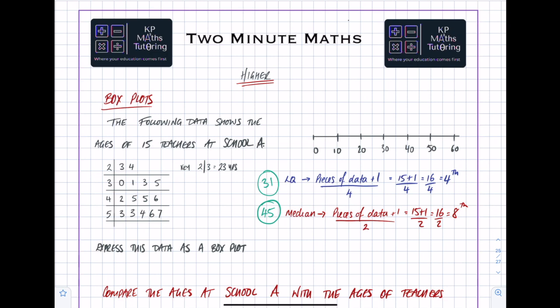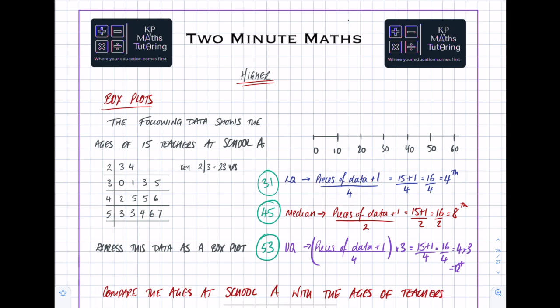To find the median, you do the same thing, but instead of dividing by 4, you divide by 2, because the median is half. So 16 divided by 2 is 8. So 1, 2, 3, 4, 5, 6, 7, 8. So 45, you can see it written there. 45 is your median. And then the last one to do, the upper quartile, which is 3/4 of the data.